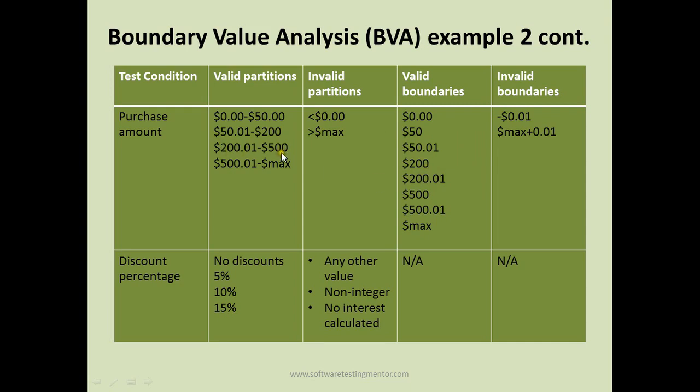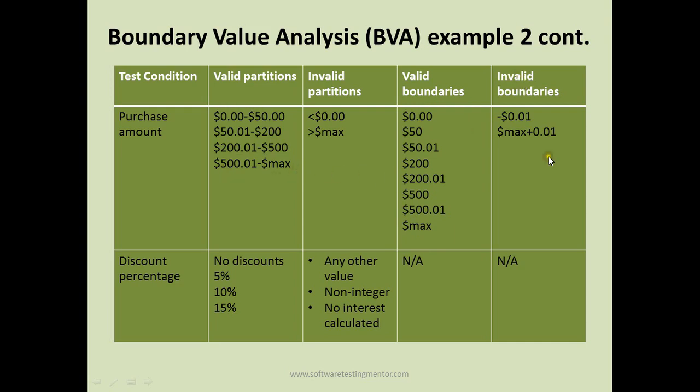Then for the third valid partition, the boundary values will be 200.01 and 500. And then for the last valid partition, 500.01 and the maximum purchase amount. So these are the valid boundaries. So 1, 2, 3, 4, 5, 6, 7, 8. So you will get 8 boundaries for 4 valid partitions.